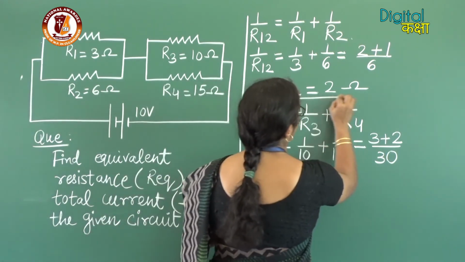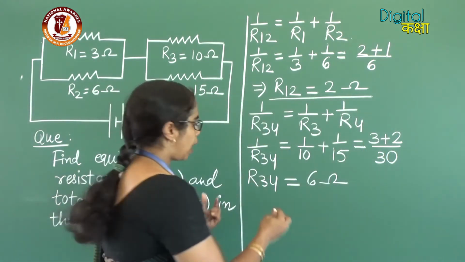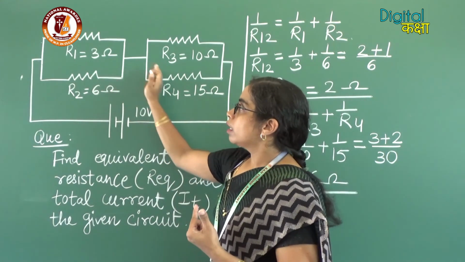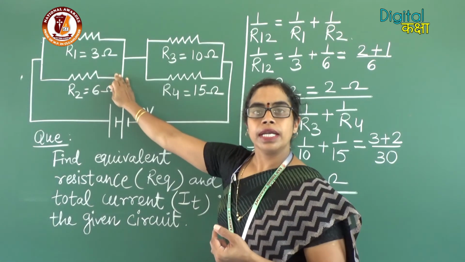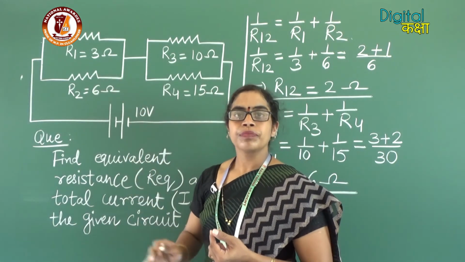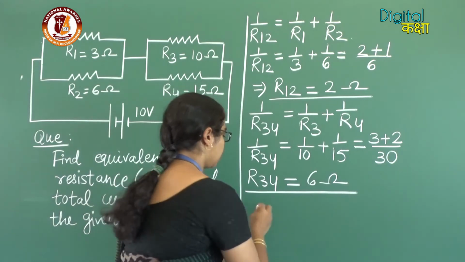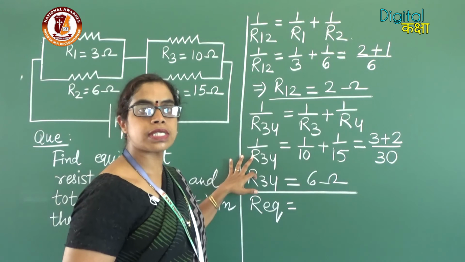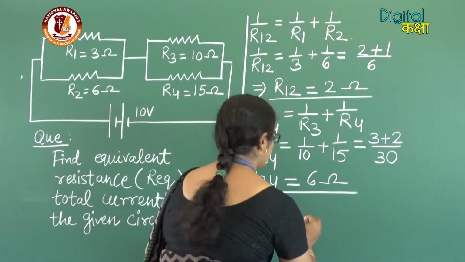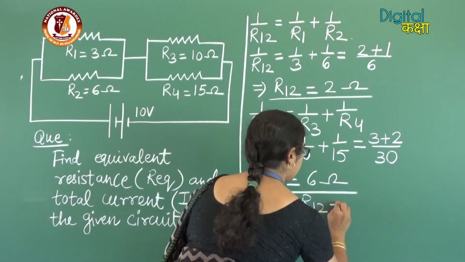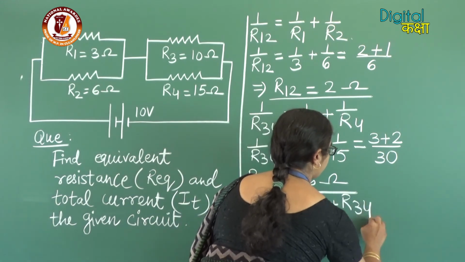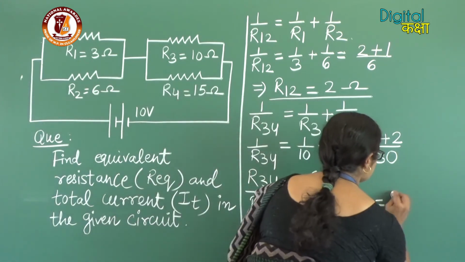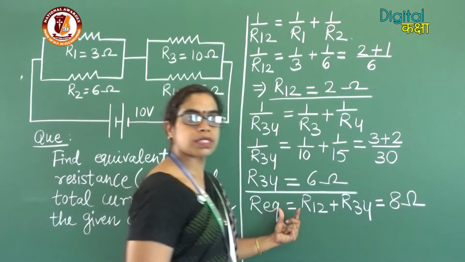So here R12 is 2 ohms and R34 is 6 ohms. In the circuit, the two networks are connected in series with each other. So the R equivalent will be obtained by adding these two resistance values. So R equivalent will be equal to R12 plus R34, which is equal to 2 plus 6, that is equal to 8 ohms.